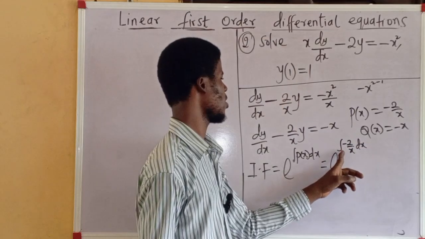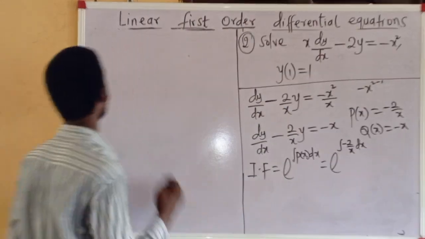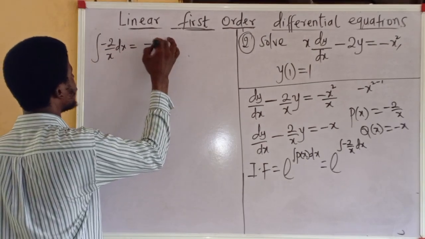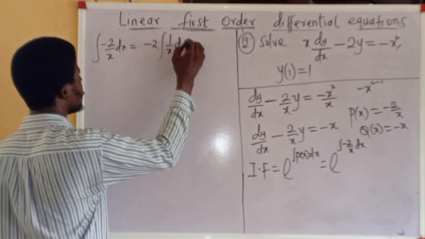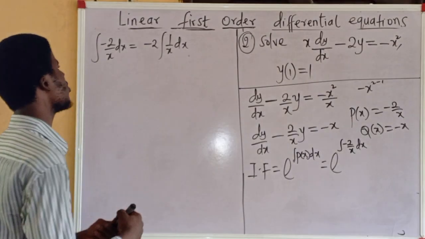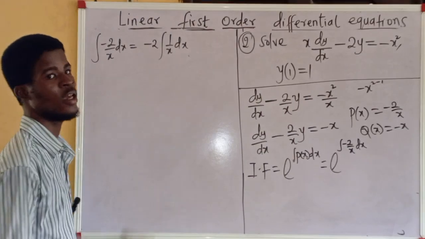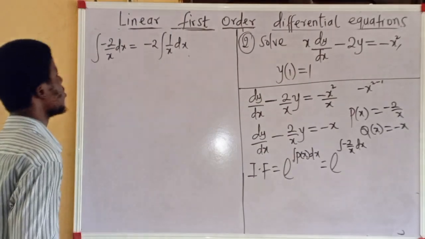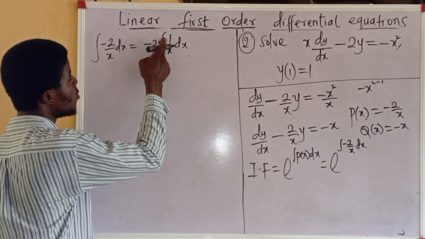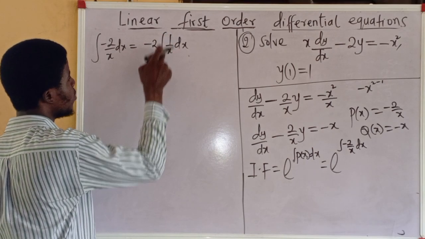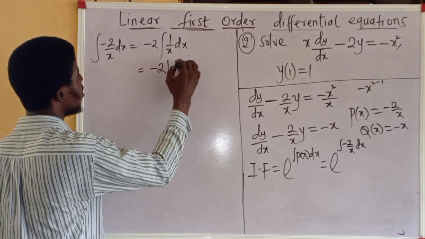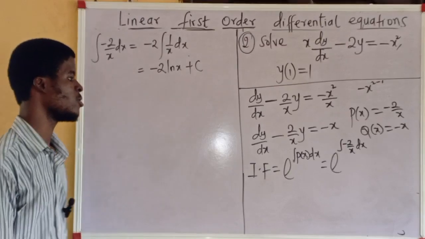Let us integrate minus 2 over x dx. The integral of minus 2 over x dx is minus 2 times the integral of 1 over x dx. Yeah, that's true. Minus 2 is a constant, so it can come out. The integral of 1 over x dx is ln x. Okay? Because the derivative of the denominator is the numerator. So the integral of the function is ln x. That is minus 2 ln x plus the arbitrary constant c.